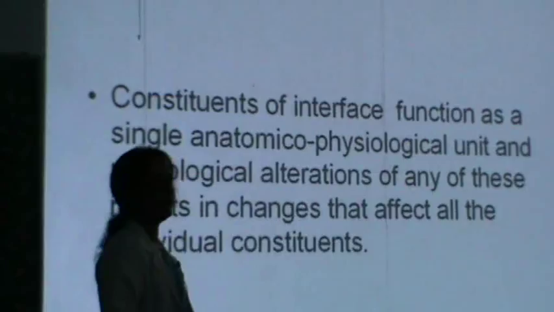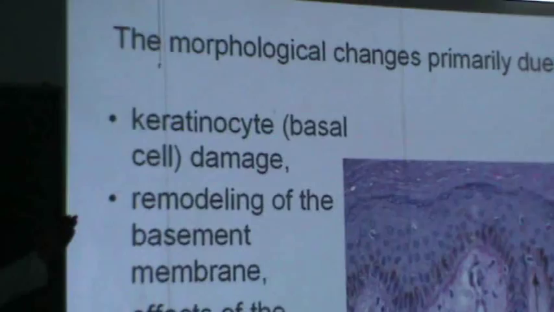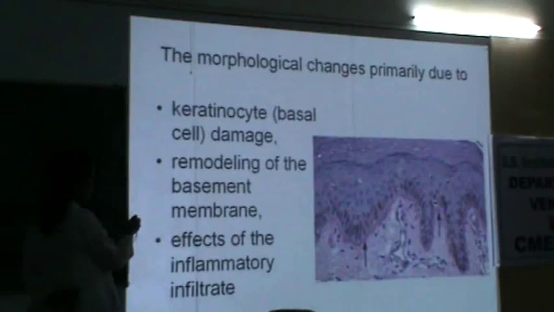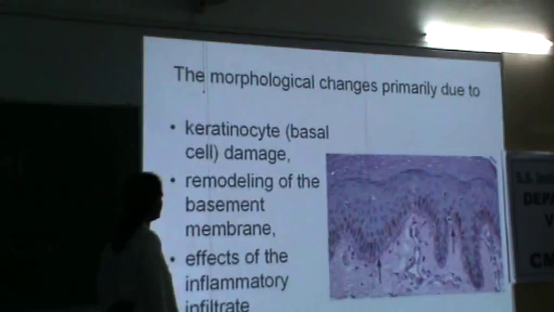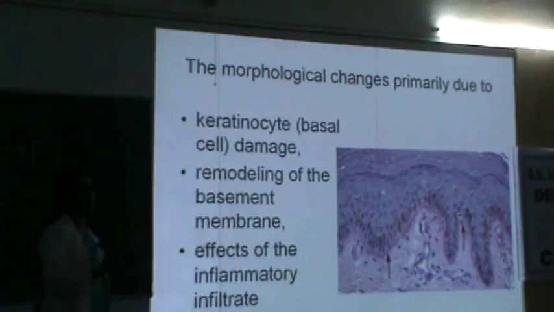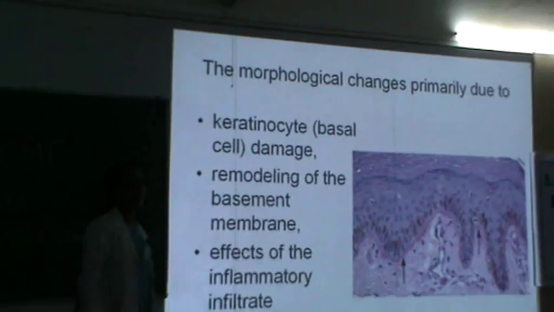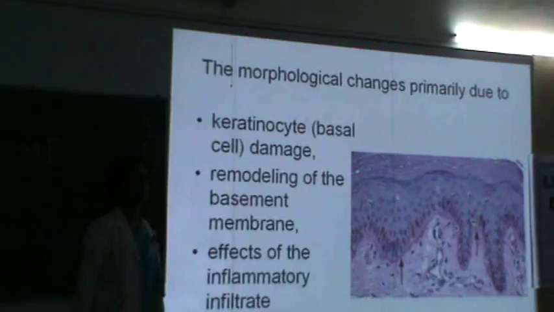The morphological changes are primarily due to keratinocyte damage. When we talk about keratinocytes here, we talk about the basal cells, damage to the basal cells, then remodeling of the basement membrane, and effects of inflammatory cells. Three things give rise to the morphological changes that we observe under the microscope.